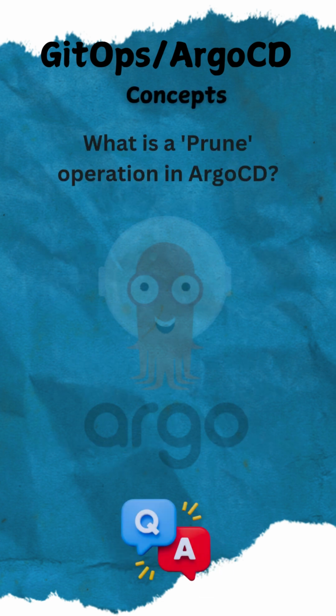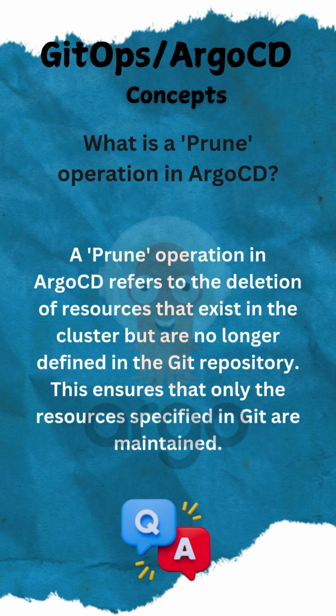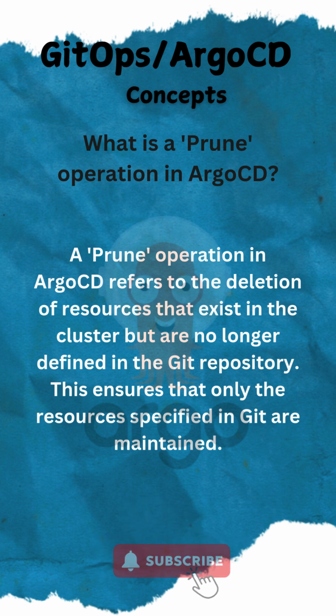What is a prune operation in ArgoCD? A prune operation in ArgoCD refers to the deletion of resources that exist in the cluster but are no longer defined in the Git repository. This ensures that only the resources specified in Git are maintained.